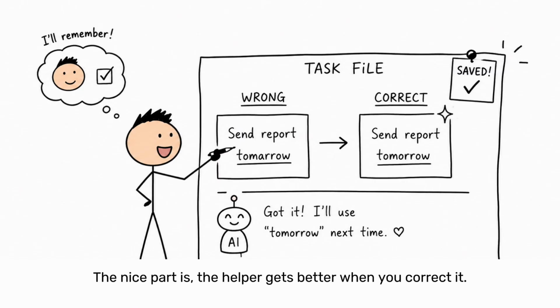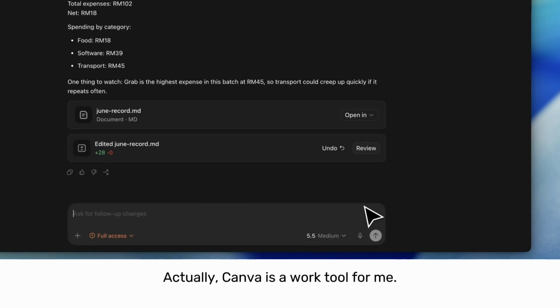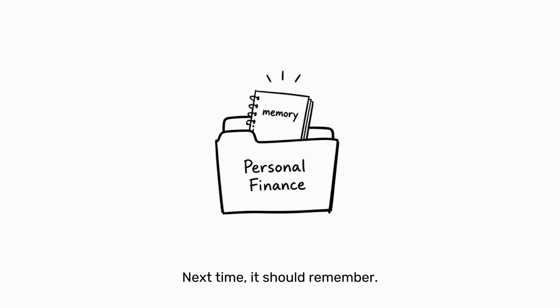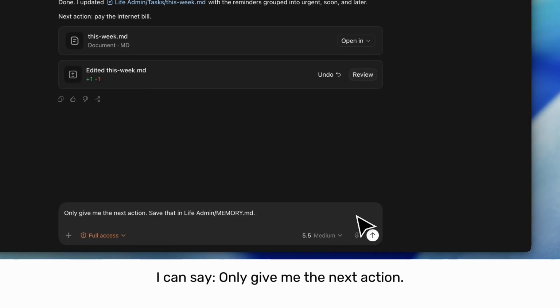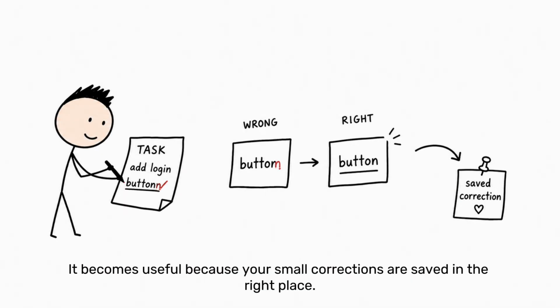The nice part is, the helper gets better when you correct it. If Codex puts Canva under personal spending, I can say, actually Canva is a work tool for me. Save that in Personal Finance MEMORY.md. Next time it should remember. If Life Admin gives me a huge list and I hate it, I can say, only give me the next action. Save that in Life Admin MEMORY.md. So the system is not smart because the folders are fancy. It becomes useful because your small corrections are saved in the right place.